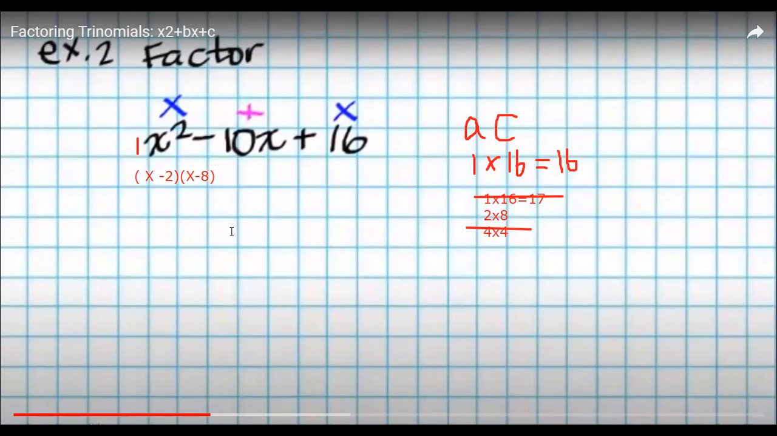So this was the first part of factorizing trinomials with coefficient equal to 1. And as I said, a is the coefficient before x squared, b is the coefficient before x, and c is the constant value.